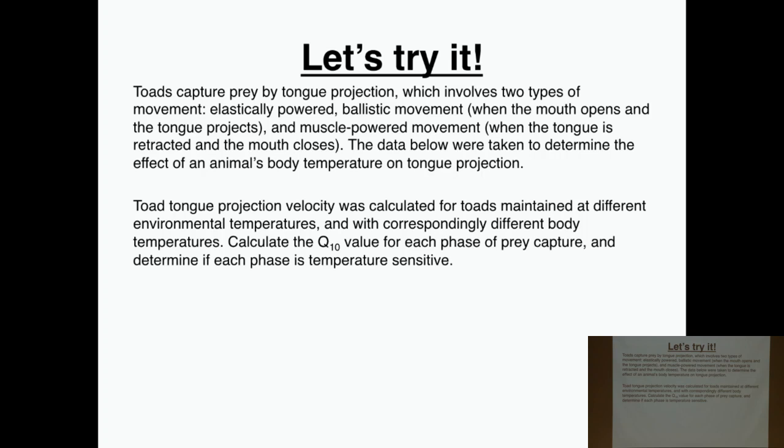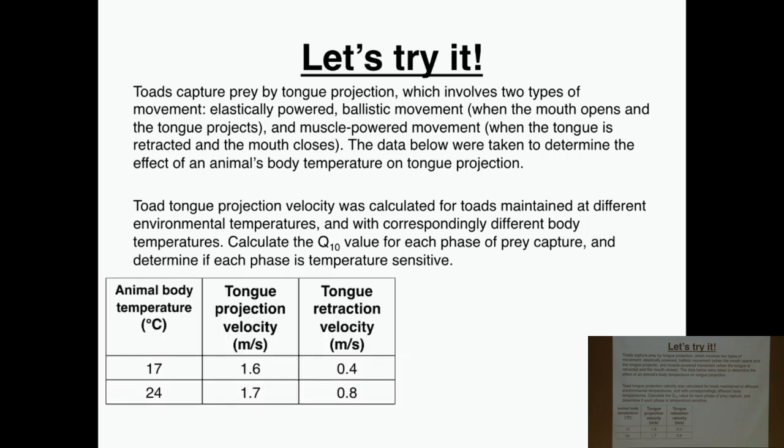So we have some data below that were taken to determine the effect of an animal's body temperature on this process. Something that I do want to highlight is that when we're looking at Q10 values, what we're looking at is the animal's body temperature. This is not an environmental temperature thing. This is looking at what's going on in the animal itself. So toad tongue projection velocity was calculated for toads maintained at different environmental temperatures. And this works for toads because their body temperatures tend to match their environmental temperatures. Everybody with me?